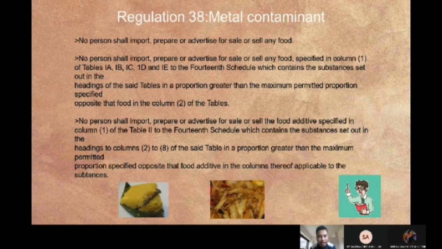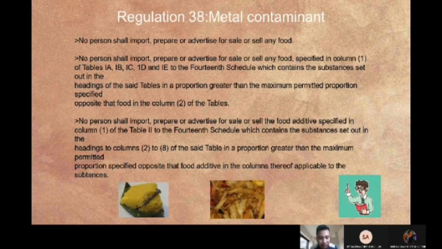Okay, first, regulation 38, metal contaminant. No person shall import, prepare or advertise for sale or sell any food specified in column 1 of tables 1A, 1B, 1C, 1D and 1E to the 14th Schedule which contains the substances set out in the heading of the said table in a proportion greater than the maximum permitted proportion specified opposite that food in column 2 of the tables.